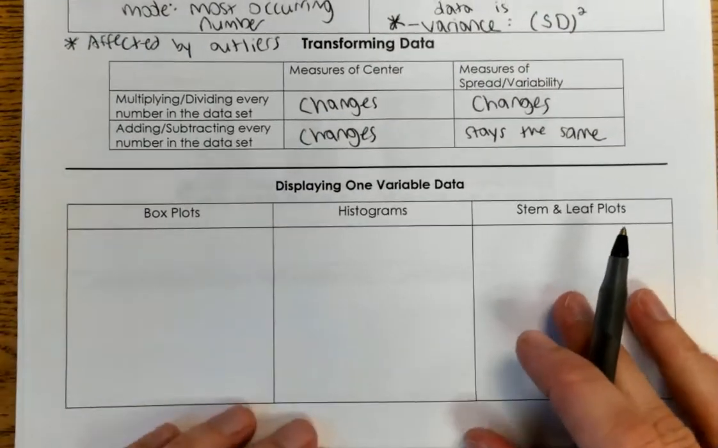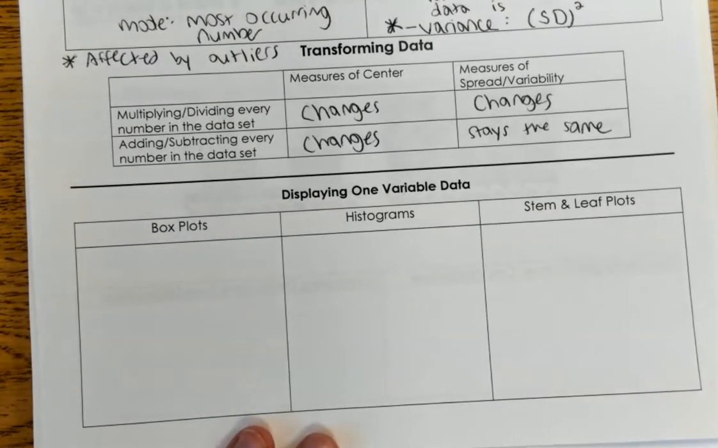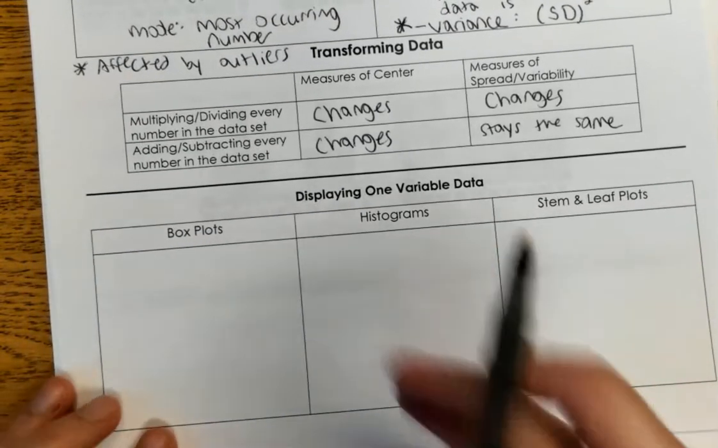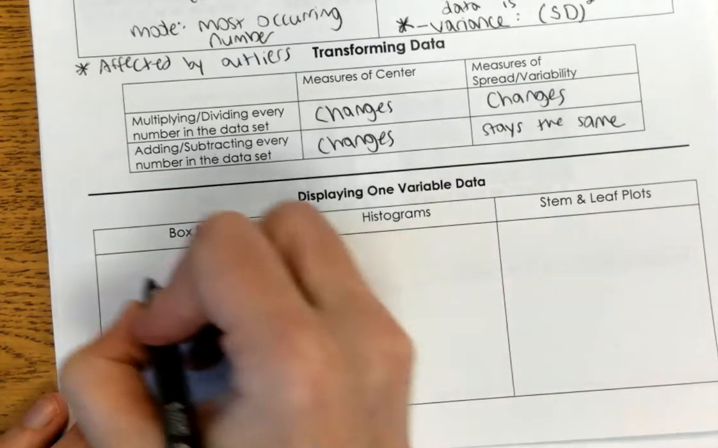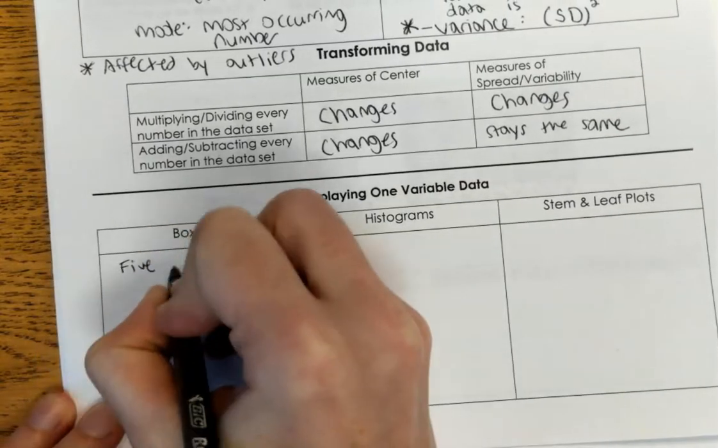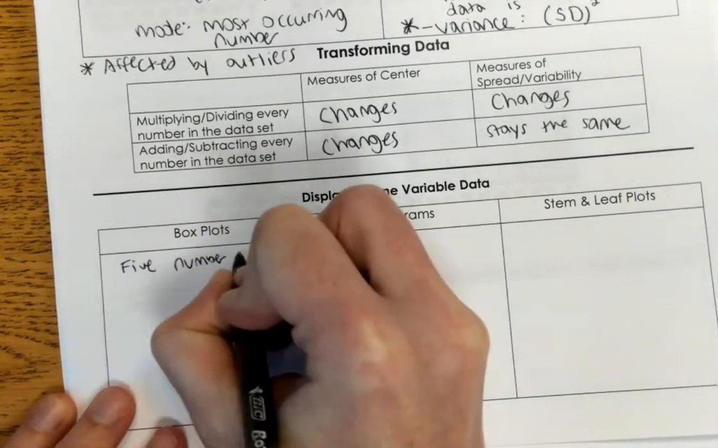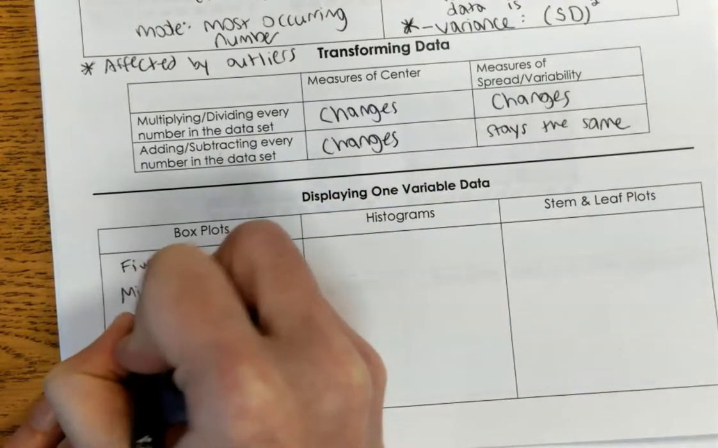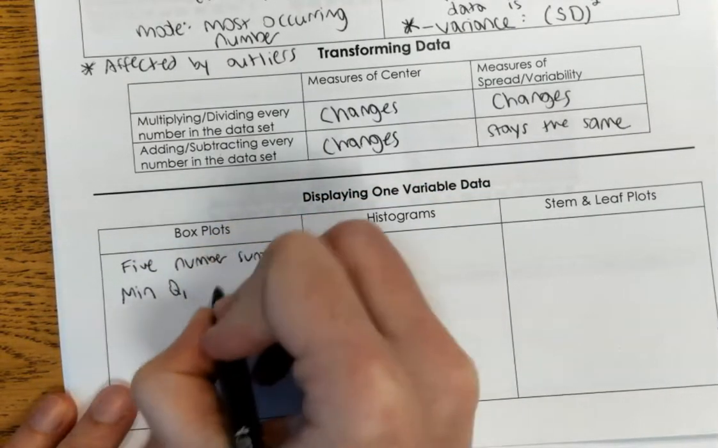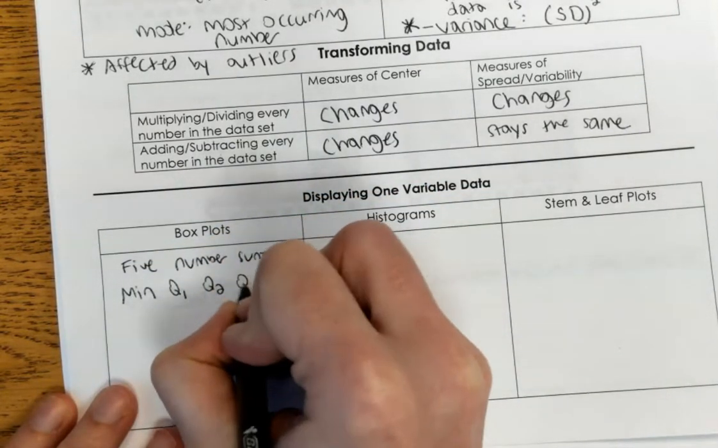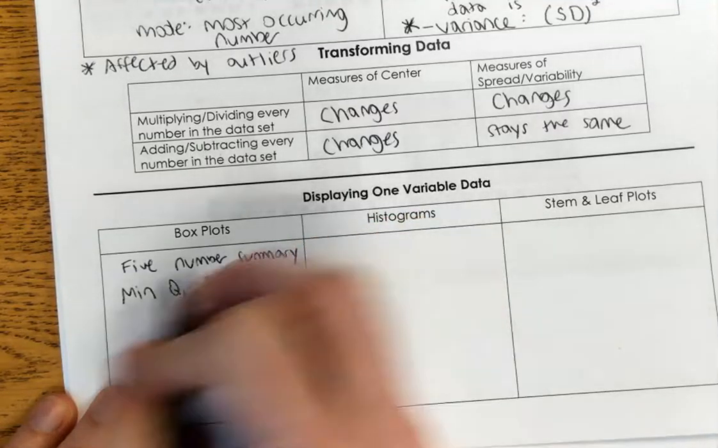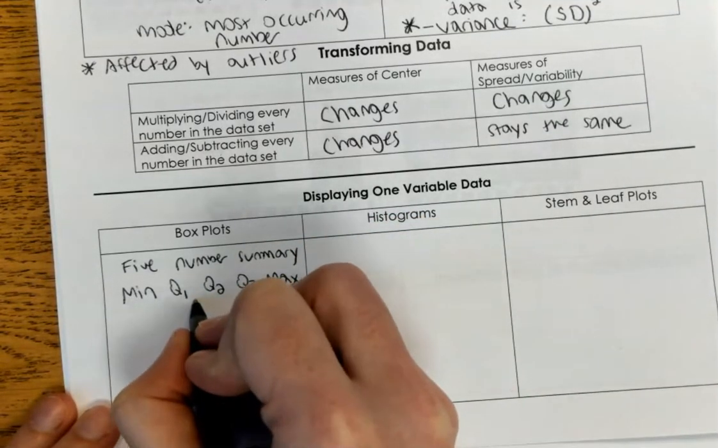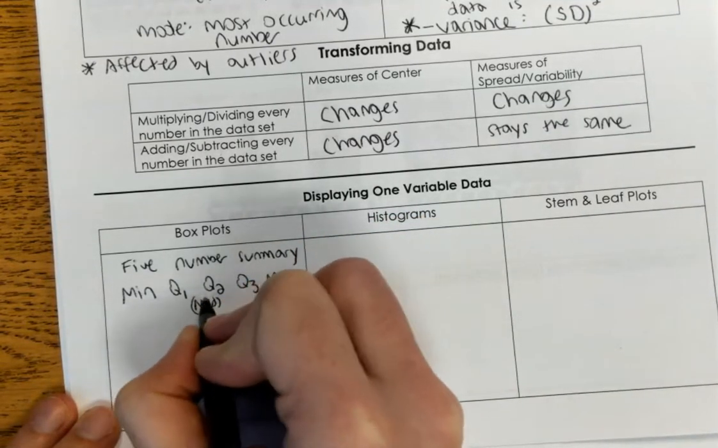All right, displaying one variable data. So we talked about box plots, histograms, and stem and leaf plots. So remember, a box plot is made with a 5-number summary. So the 5 numbers that summarize box plots are your minimum, your Q1, your Q2, your Q3, and your max. So those are your 5 numbers. And remember, your Q2 is your median.